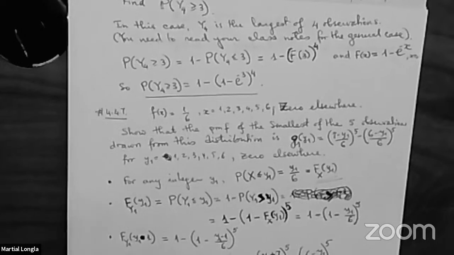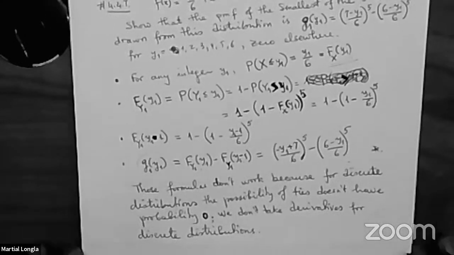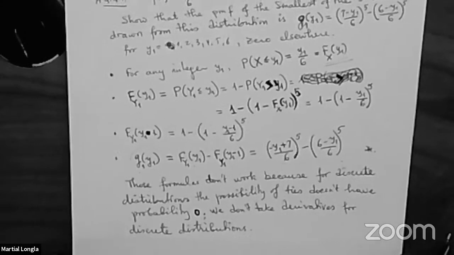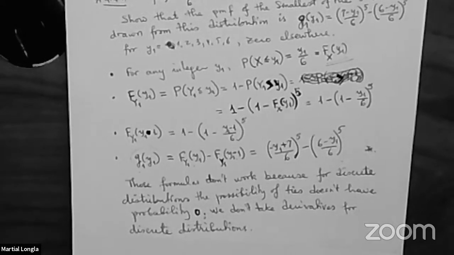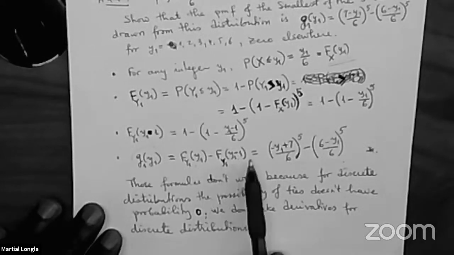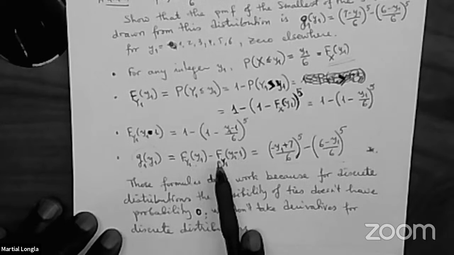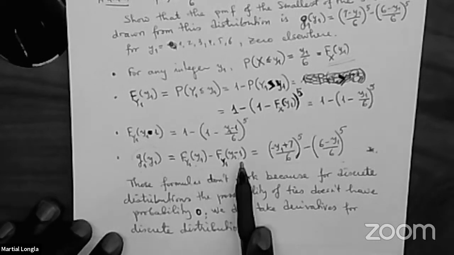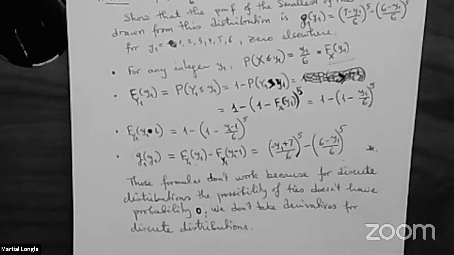And the question was, why is it that the formulas that you have in the lectures don't work in this problem? First, those formulas were derived for continuous distributions where you can take derivatives to find the density. You can't take derivatives to find the density of a discrete distribution because you have a PMF. Rather, this is what we do for a discrete distribution. We subtract the value of the CDF at the point and the value at the previous point. That's one of the reasons.